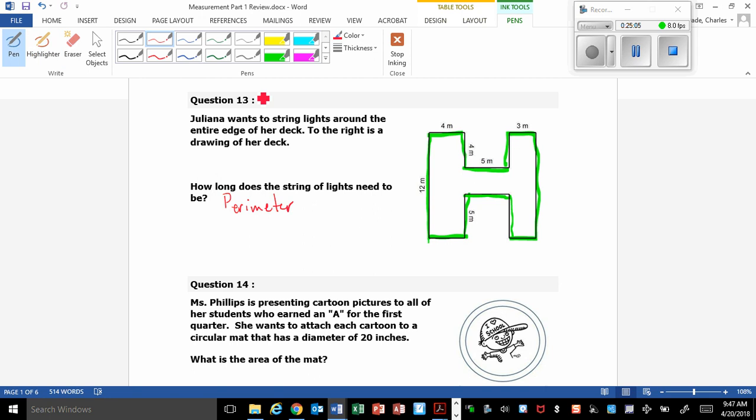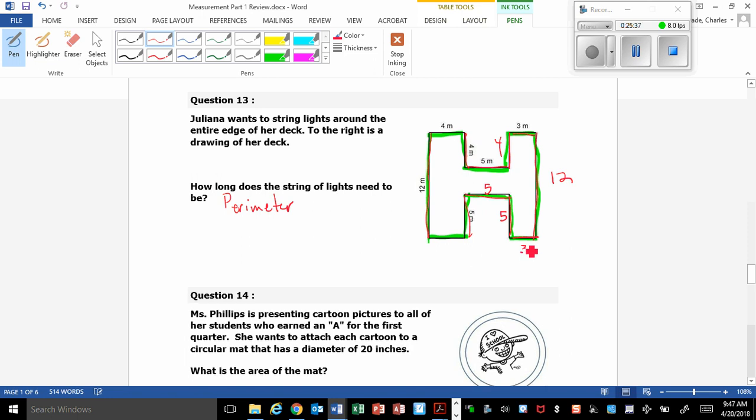So what we need to do is fill in some missing pieces. So I know if this is 12, then this has to be 12. Okay? And I know if this is 5, then that has to be 5. And I know that these two are the same, so that's going to be 5. And I know if this is 4, then that would be 4. Right? That's 5, that's 5, that's 5, that's 5. If this is 3, then that needs to be 3. And if this is 4, then that will be 4.